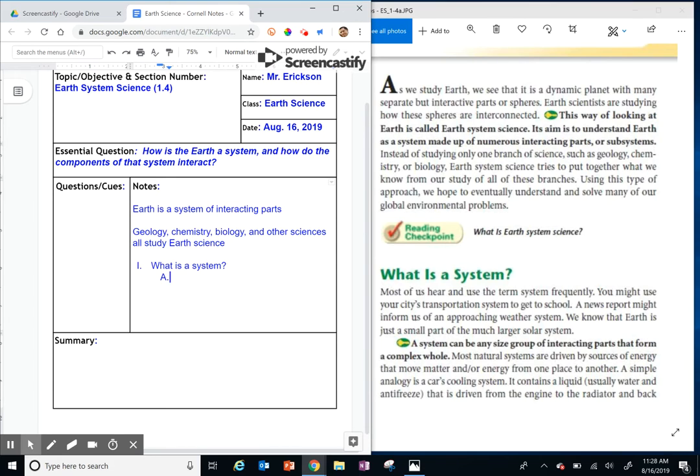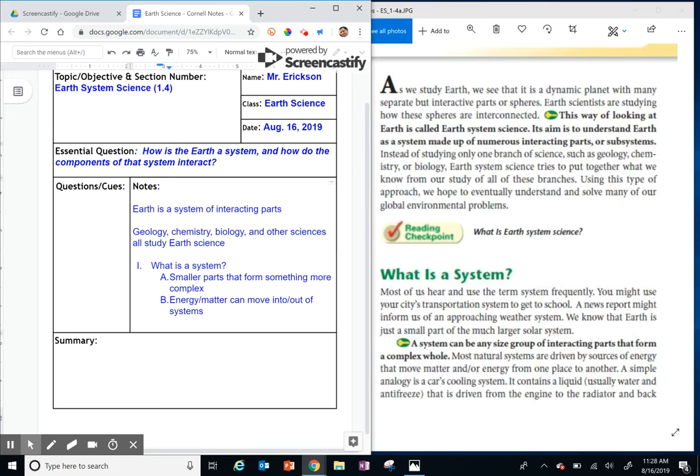Again, it's in bold with the key next to it. A system can be any size group of interacting parts that form something more complex. So smaller parts that form something more complex. My next sentence tells me that systems move matter or energy. So I'm going to write something about that. Energy and matter can move into or out of systems. Okay, so you can see this is another common way to take notes.